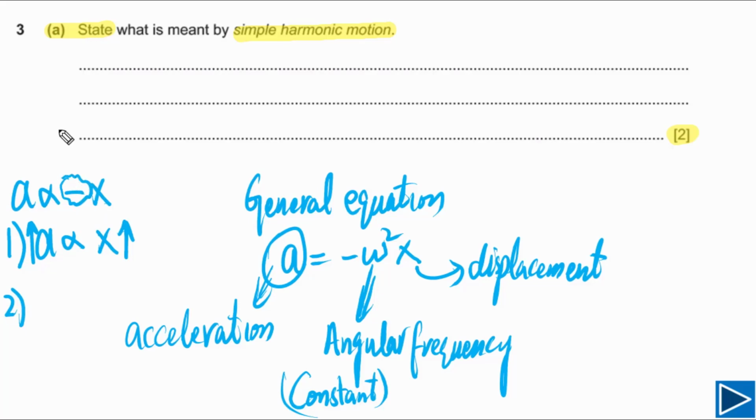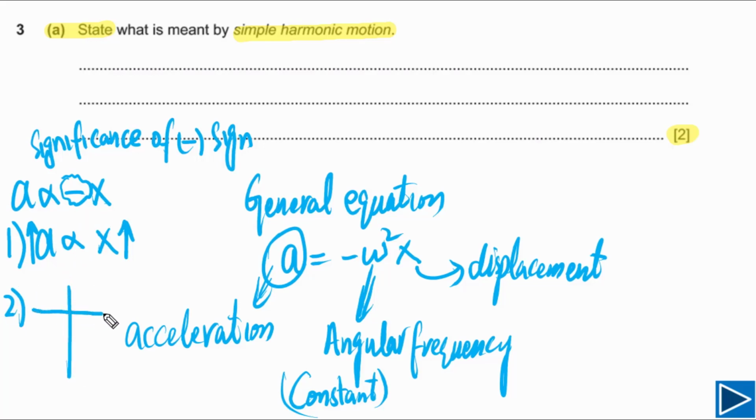Sometimes in the exam they will ask you what is the significance of this minus sign. That is a very important question. It can be a 2 mark or 1 mark question. You need to understand what this sign is telling us. We can draw one small table. Let's say this is a and this is x. Negative simply means that when x is negative, a is positive, and when x is positive, a is negative.